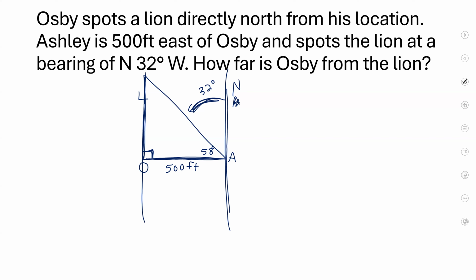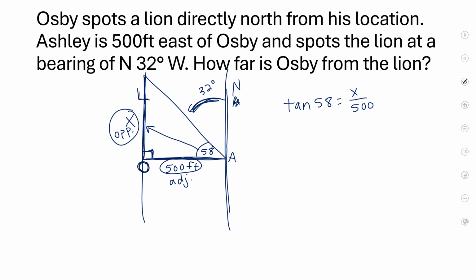All right. So let's figure out the distance between Osby and the lion. So I want to figure out this side. Well, opposite of this angle here, this is the opposite side and this is the adjacent side. I'll write that down. This is the opposite side and this is the adjacent side. So it sounds like I'm going to do tangent. Tangent of this angle, 58, is opposite, which I don't know, over the adjacent, which is 500. So let's go ahead and solve it.